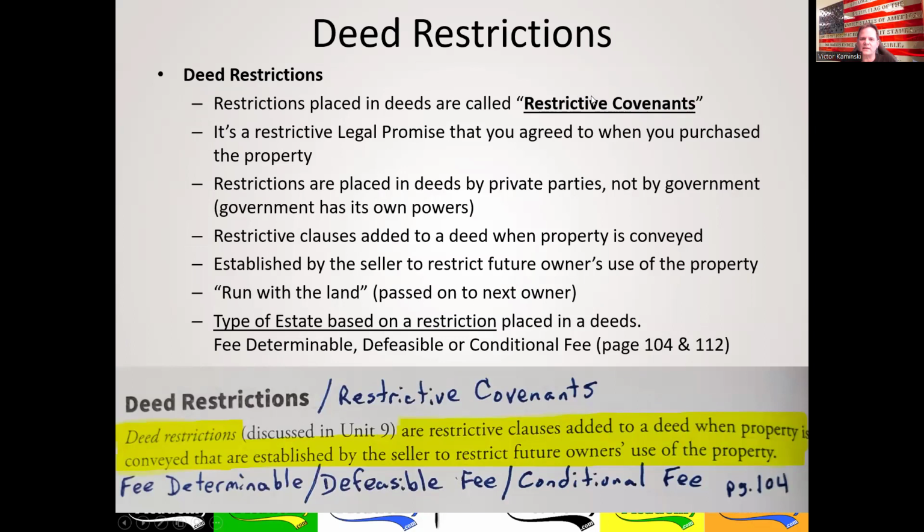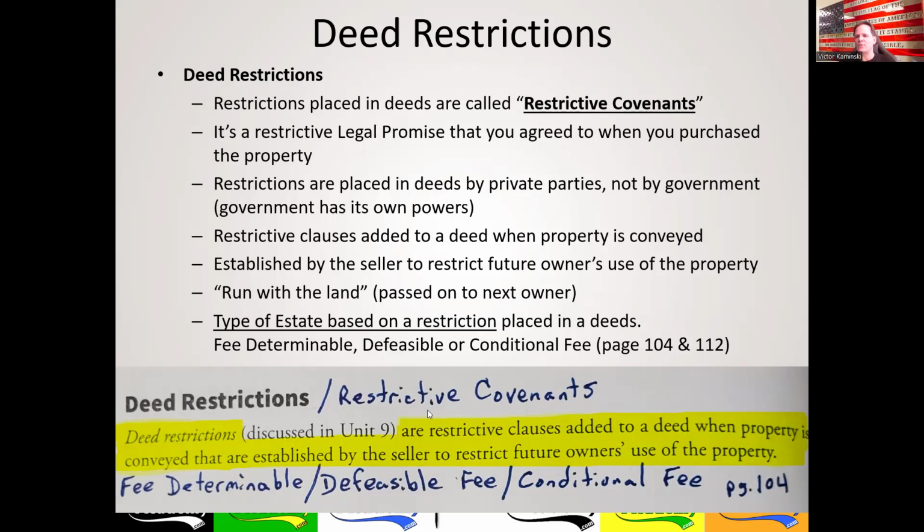What kind of estate in land is based on a restriction? It's ownership forever based on a restriction. Well, I wrote over here, fee determinable, defeasible fee, or conditional fee, which we went over on page 104, but I just wrote it over here because they're talking about deed restrictions. Those restrictions are called restrictive covenants, and it's found in what kind of estate in land? Fee determinable, defeasible, or conditional fee estate. These are restrictive clauses added to the deed when the property is conveyed, established by the seller to restrict the future owner's use of the property in some way.